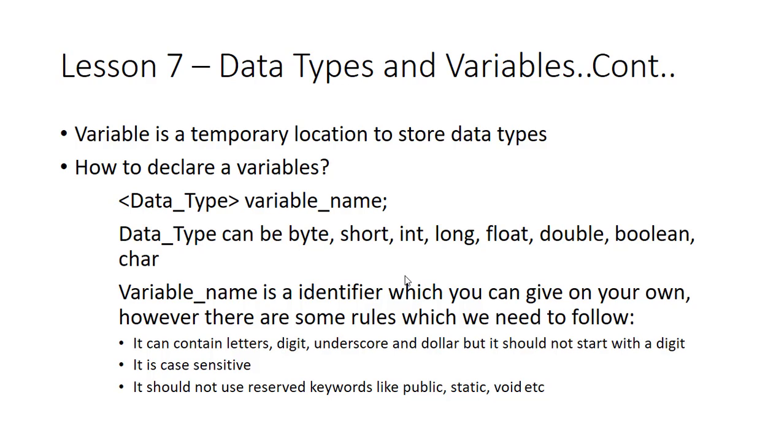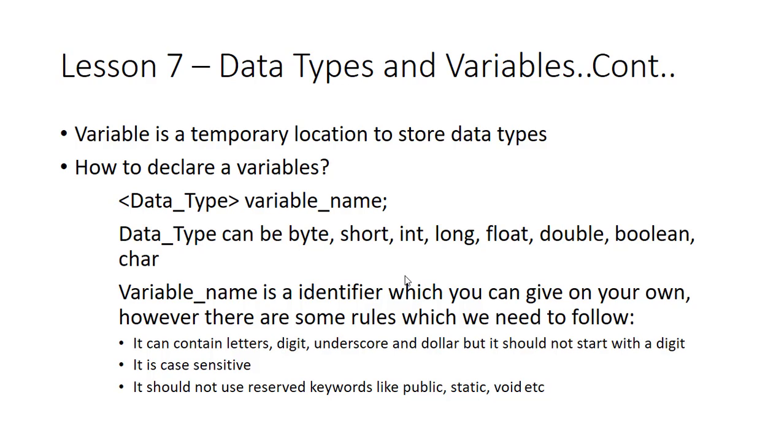Now how will you decide what variable name to give? Suppose I'm doing the sum of 2 numbers. For the 2 numbers for which I'm going to calculate the sum, I'm going to give them number 1, number 2, and then I will have a sum variable. So depending upon what operations you are doing, you decide what name you want to give.